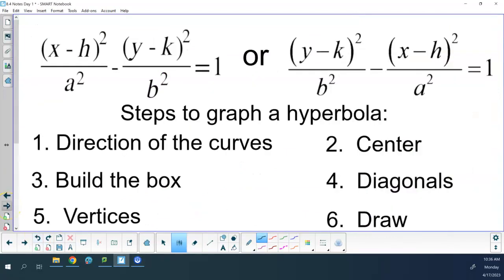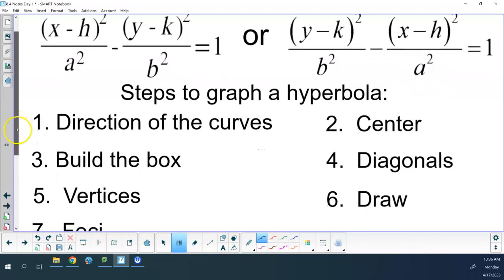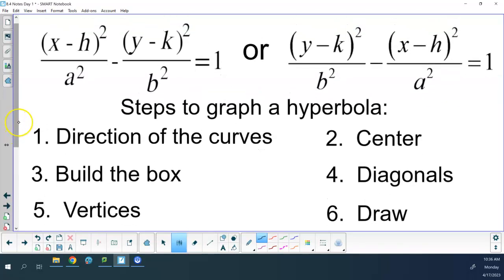Once again, your supplemental note sheet should have hopefully a little bit more information than what I have here. You should have the two equations for sure, and then the 7 steps to graphing a hyperbola.